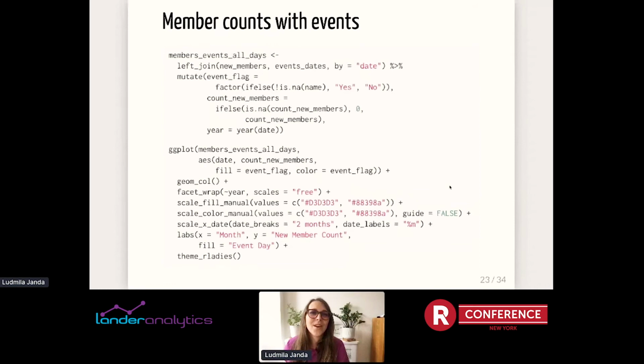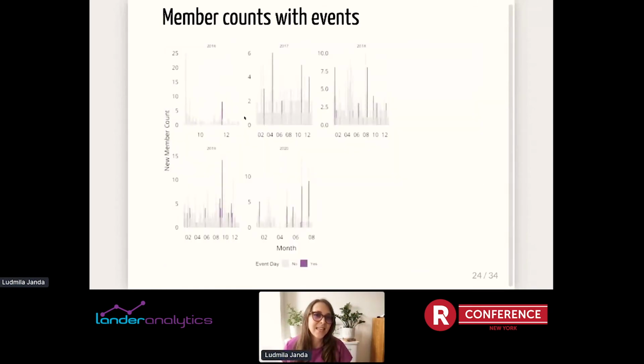So the next thing I wanted to do was look at all of our member counts for every day leading up to an event. Just zoom out and look at the bigger picture. This isn't as easy to see because you have a ton of data graphed on top of each other, but I faceted it by year. Each purple line is the day of an event, and once again, the height of the bar corresponds to the number of new members.